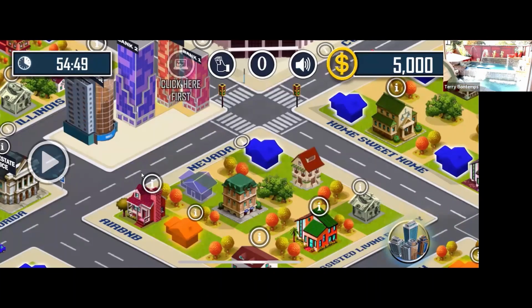Look at the Nevada property. Look at the color of it. What that means is this. You've already done that house. There's 10 other blue houses that you guys got to go in and flip, right?